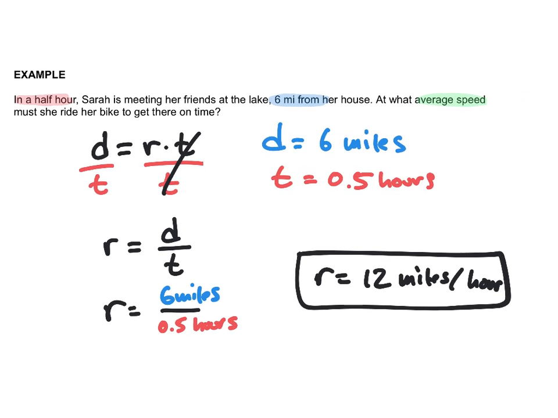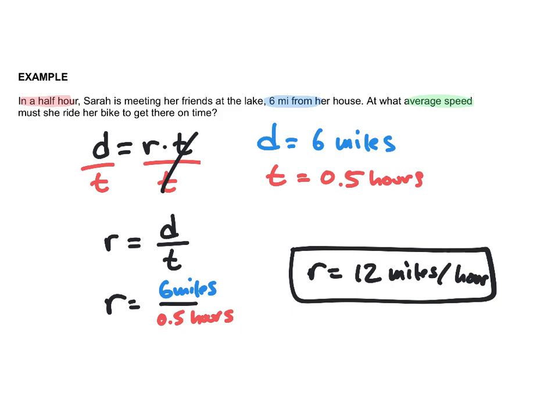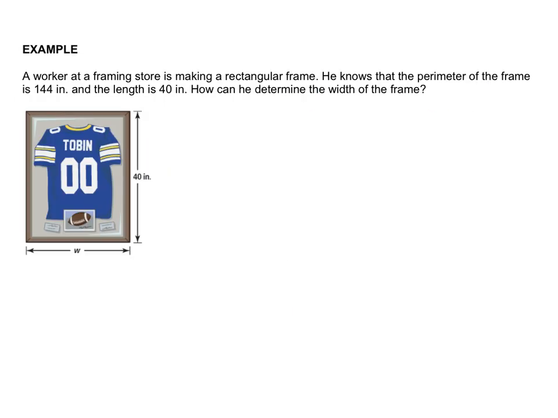All right, let's take a look at the very last question. It says, a worker at a framing store is making a rectangular frame. He knows that the perimeter of the frame is 144 inches and the length is 40 inches. How can he determine the width of the frame? So let's write out our formula for perimeter. Perimeter is equal to 2 times your length plus 2 times your width.